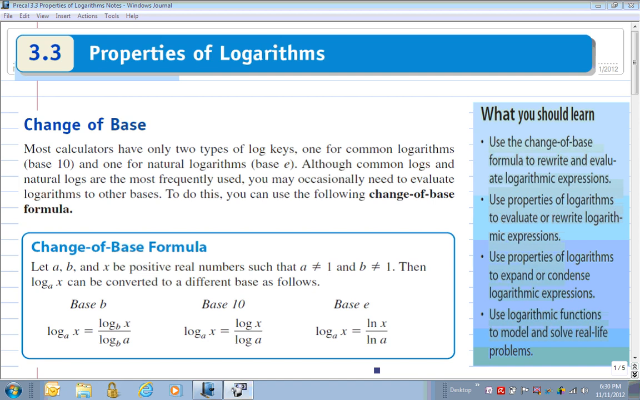A couple things that we're going to learn in this unit is using the change of base formula, which we just discussed. We're also going to use properties of logarithms to evaluate and rewrite our logarithmic expressions. We're going to use properties of logarithms to expand and condense, and we're going to do all of that this evening in this video. And then we're going to use logarithms to model real-life problems, and we'll do that tomorrow evening. All right, let's move on.